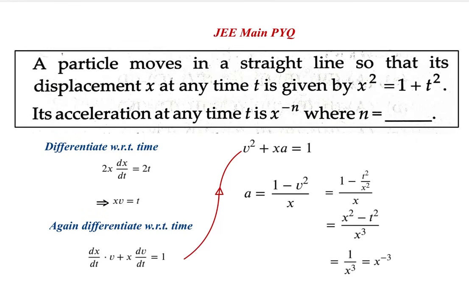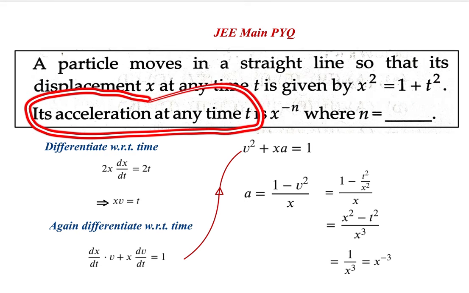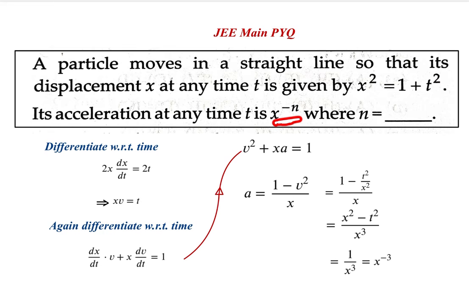Hello bachcho. So this problem has been asked in JEE Main examination. It is given that a particle moves in a straight line so that its displacement varies with time as x square equals 1 plus t square. Its acceleration at any time t is x to the power minus n. So we have to find the value of n.